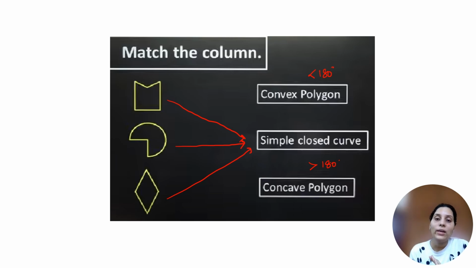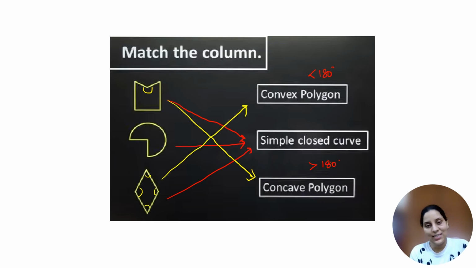Whereas convex means all the angles should be less than 180 degrees. So here, if I see, this angle is greater than 180 degrees, isn't it? So this one becomes concave. Whereas here, if I see all of them are less than 180, so this becomes convex. I hope this is clear.